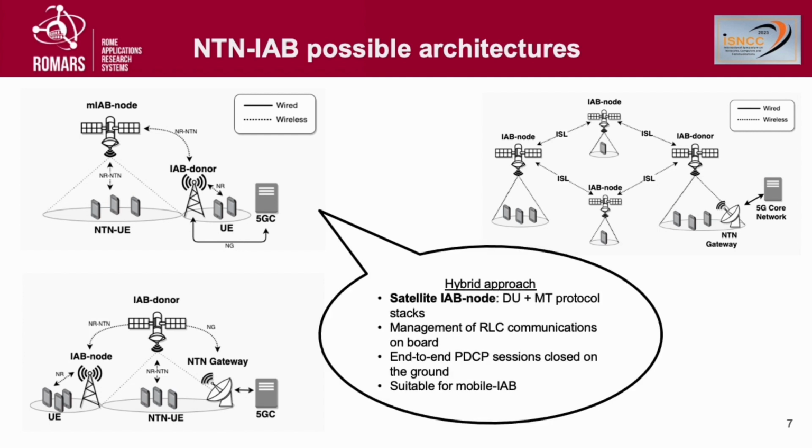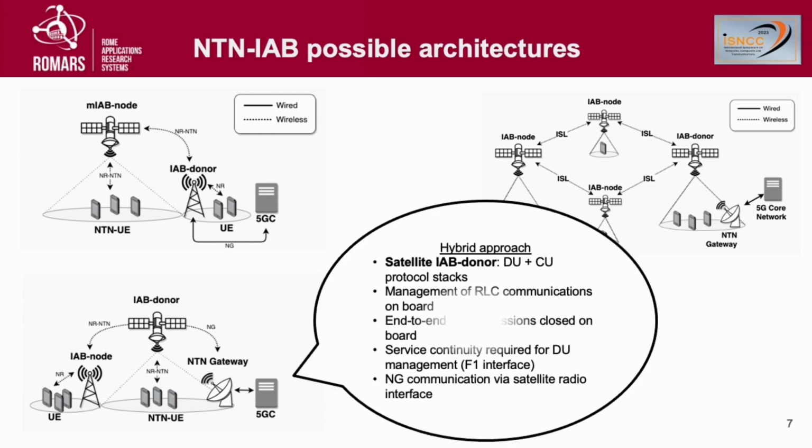In case of hybrid approach, we can consider either the case of satellite IAB node or the satellite IAB donor. In the former configuration, the satellite equips the distributed unit to support access communications, and the mobile termination for backhaul operations. The adaptations for NTN specified for satellite access node are required in the MT component as well. This architecture is suitable for LEO satellites, while in the latter configuration the satellite equips the DU and CU parts.